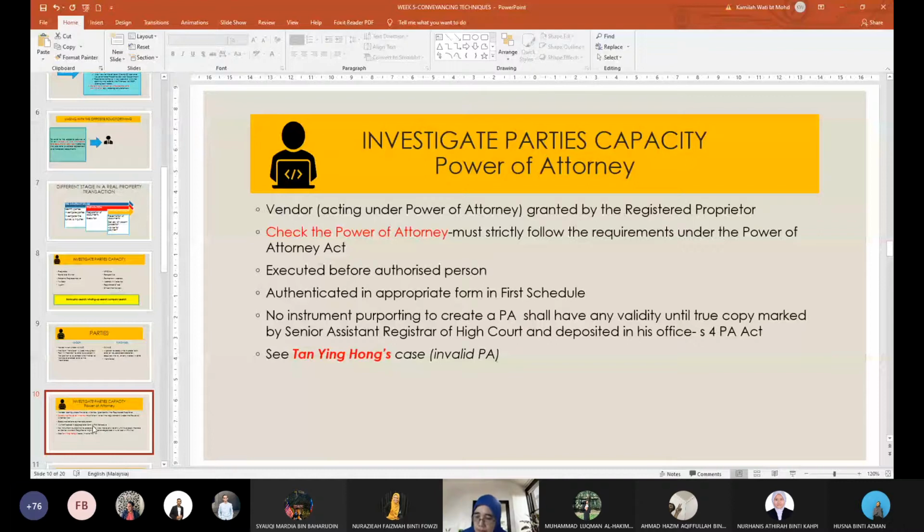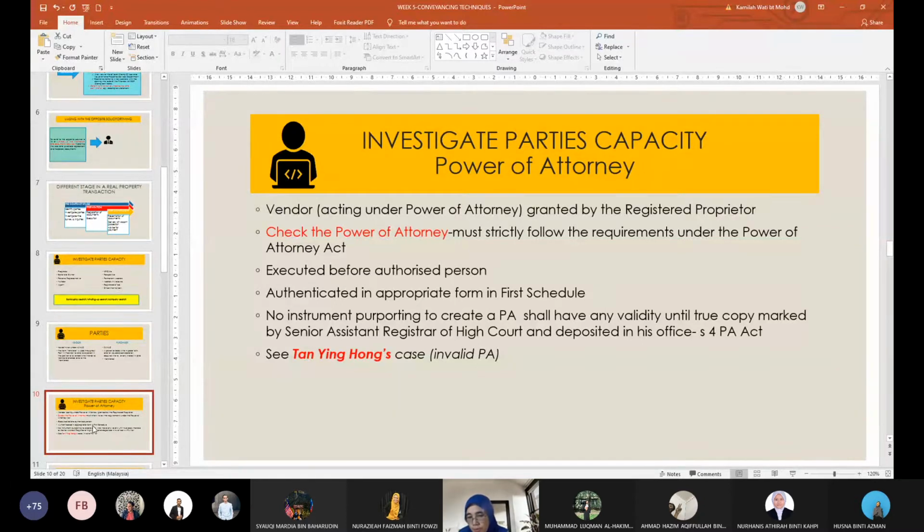So if you want to sign the power of attorney, you cannot simply go in front of any person and ask that person to witness the signature, because this signature must be executed in front of an authorized person. In the PA Act, it states who the authorized person is. Authenticated in the appropriate form in the first schedule. So it must be registered in the court and so on. So it must follow the Power of Attorney Act.